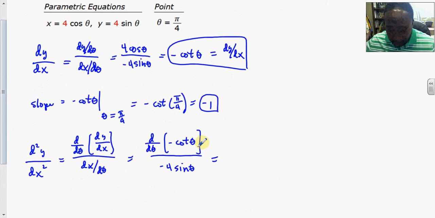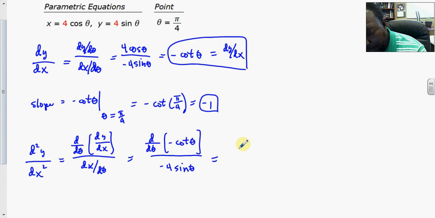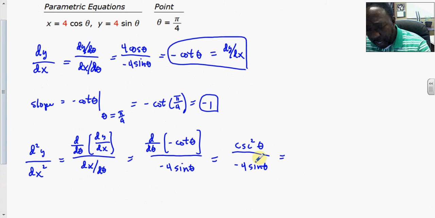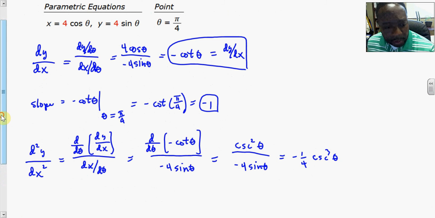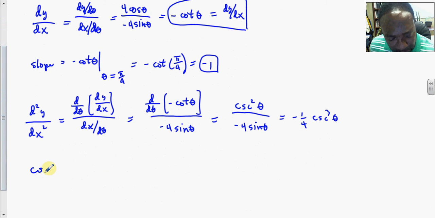So the derivative of the cotangent, well, let's see, the derivative of tangent is secant squared theta, so the derivative of cotangent is negative secant squared theta, so negative times negative is positive. So secant squared theta, and that's over negative 4 sine theta. Well, 1 over sine is cosecant, so this is negative 1/4 times cosecant cubed theta. Now we can find concavity.